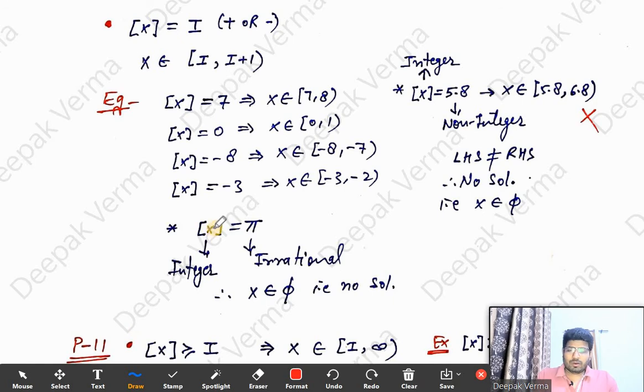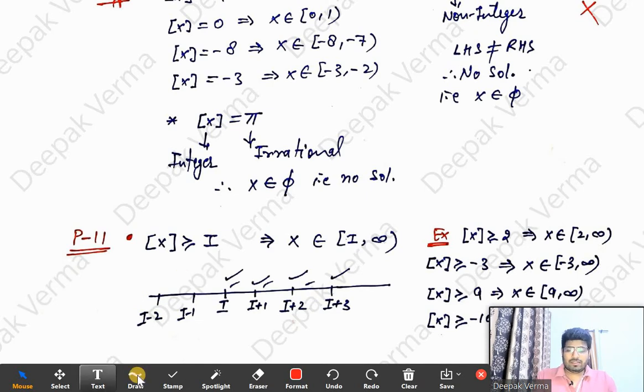Got it? Now if I say box x equals to pi, since it is an integer, the left hand side is an integer and pi is what? It's an irrational number. So an integer cannot be equal to an irrational number. So in this case the answer is what? No solution, or we can say x belongs to null set. Got it? I hope it is clear. If we are getting the answer no solution, it doesn't mean that the question is wrong. The question is not wrong. The answer is no solution. Got it?